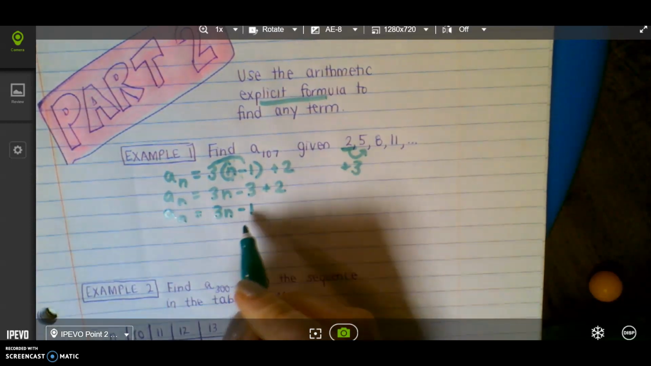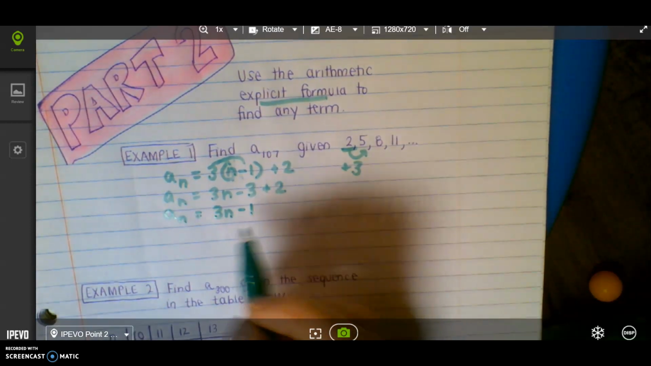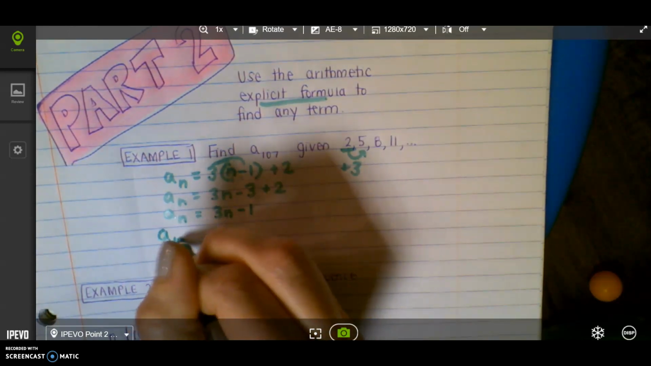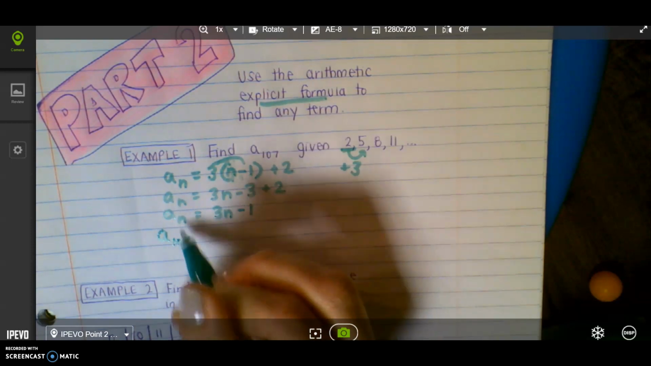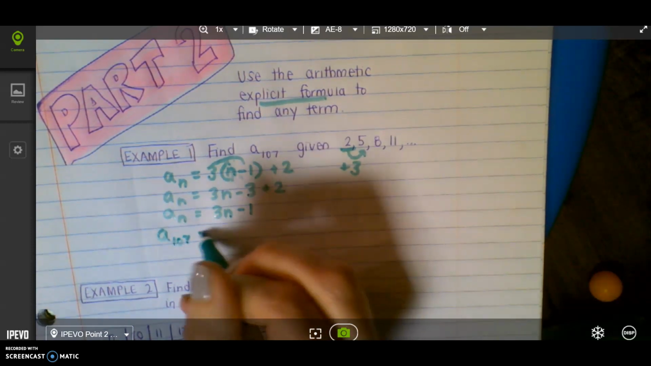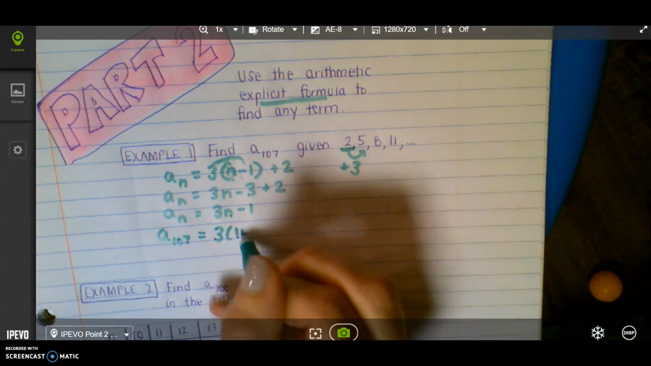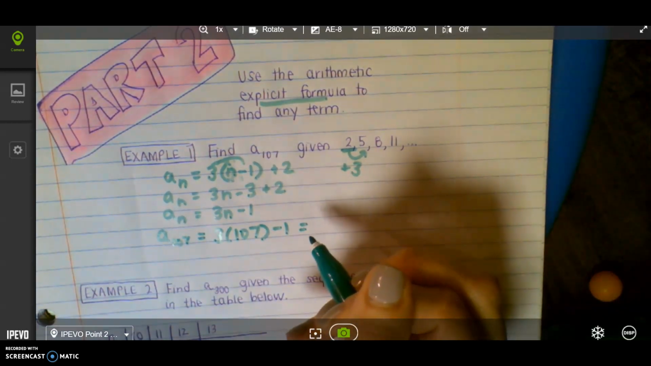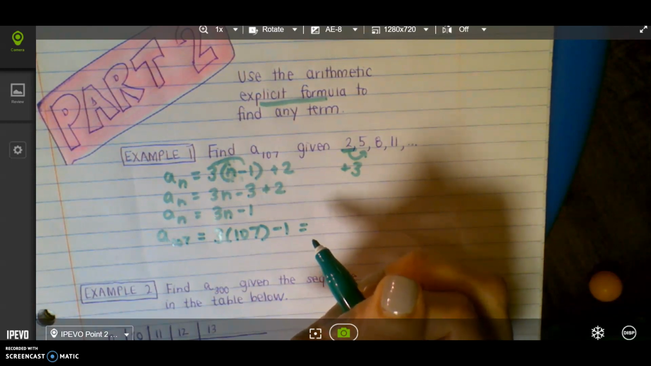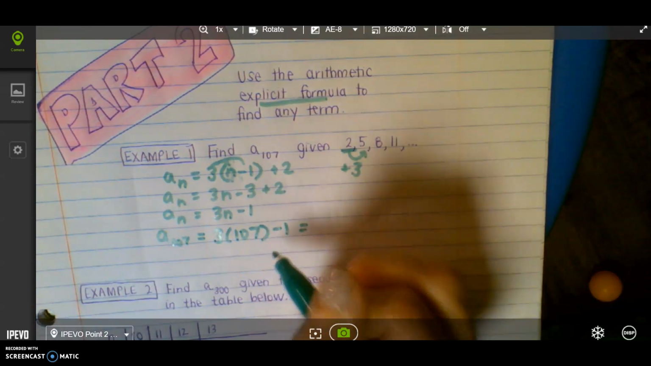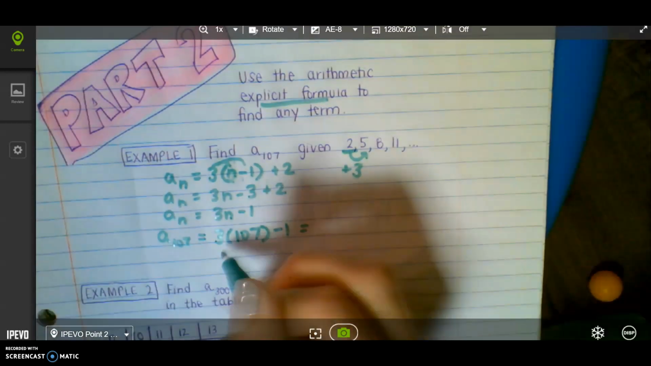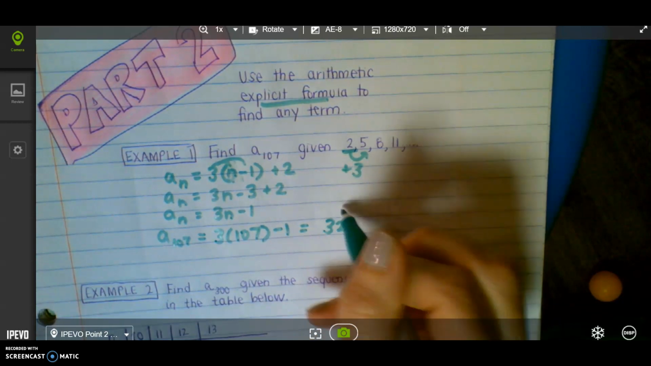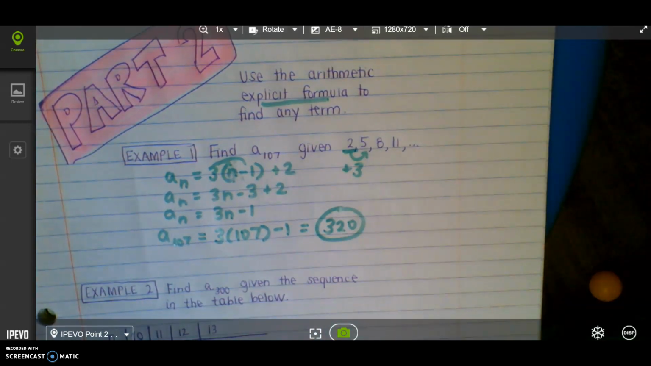So now I use this formula. Sorry, Noah's crying. I use this formula to find the 107th term. Notice 107 is replacing n. So all you need to do is plug in 107 in for n. And then simplify that. So 107 times 3 minus 1 is 320. So the 107th term is 320.